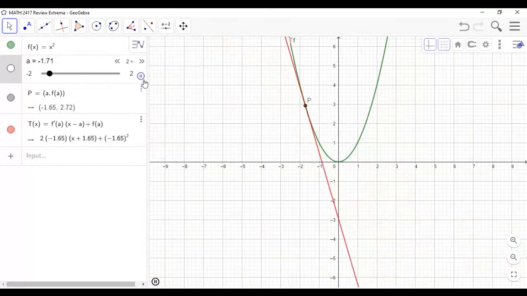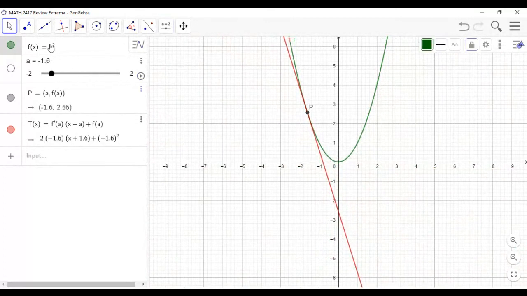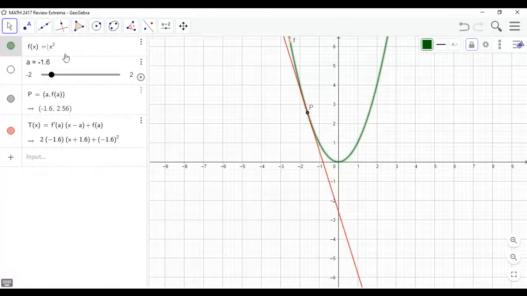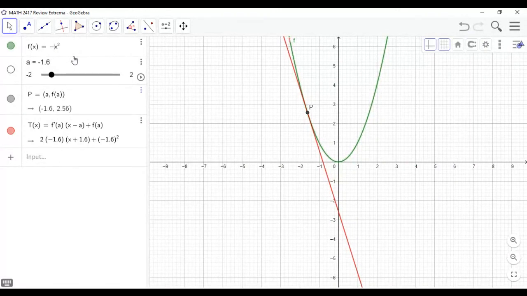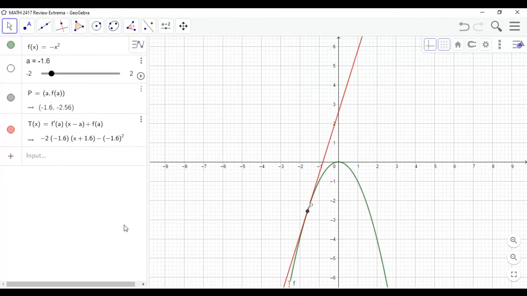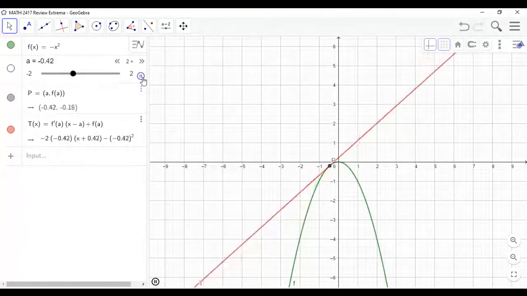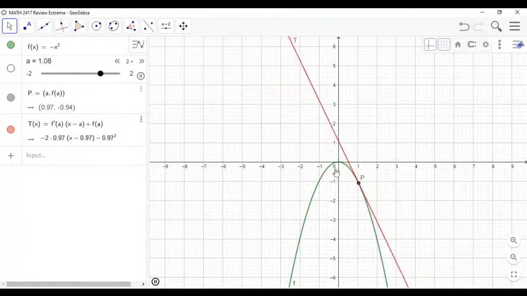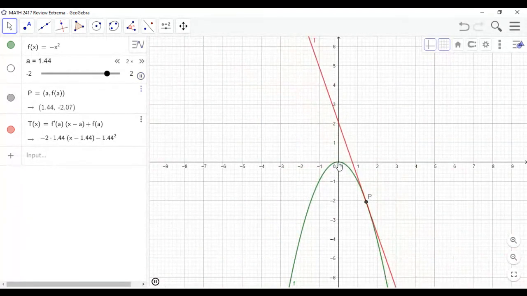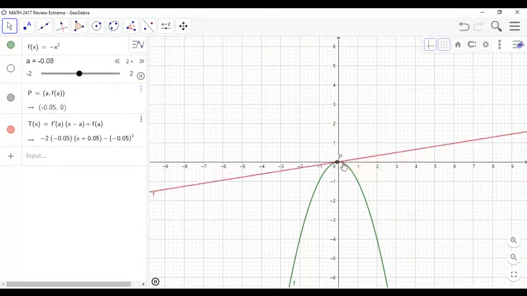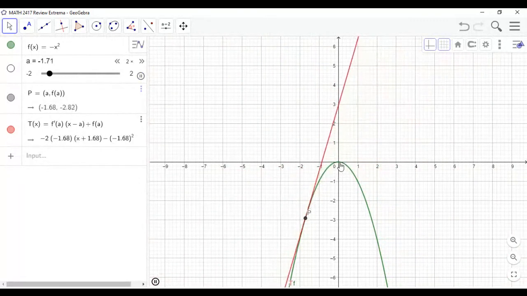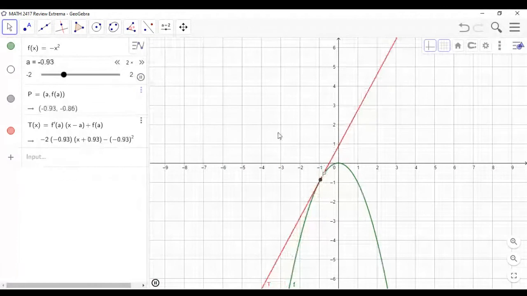If we wanted to look at a function that had a maximum instead, for instance, negative x squared, then our tangent line starts out positive, or our derivative starts out positive, our function is increasing, and then it decreases. And the point where it has a maximum is again where our derivative is exactly equal to 0. Our tangent line is horizontal.